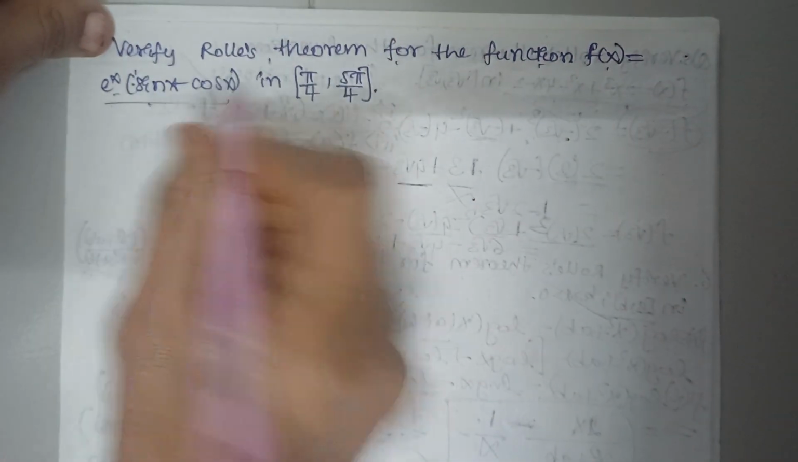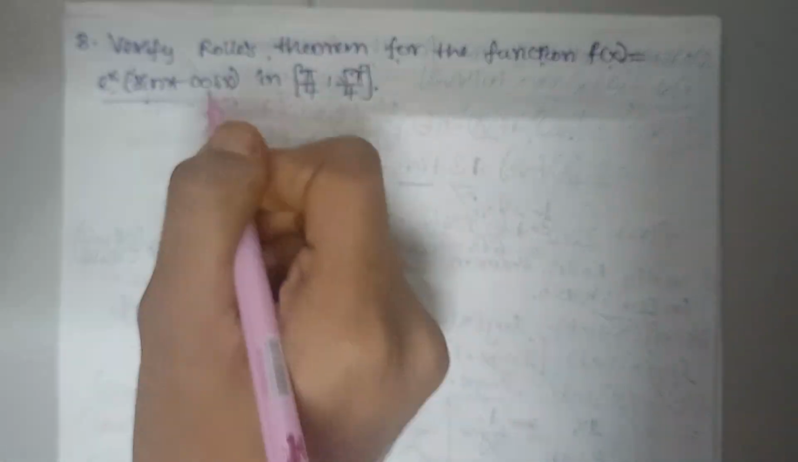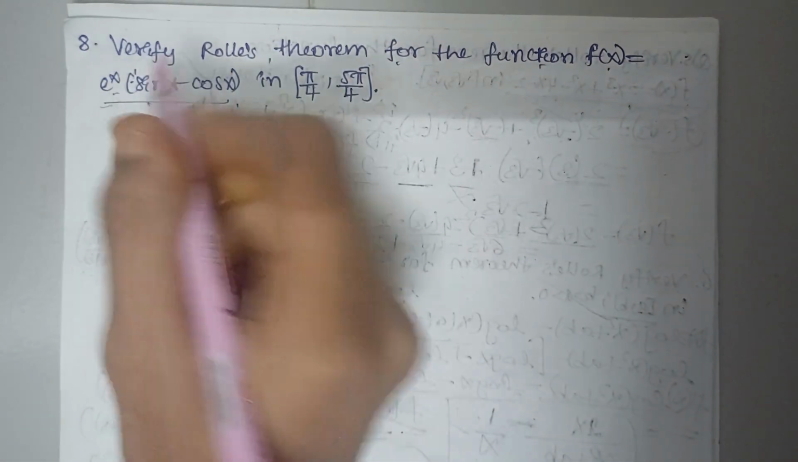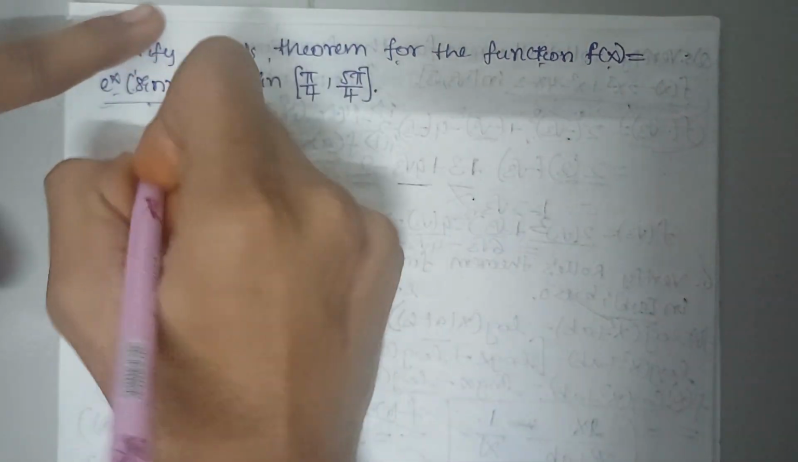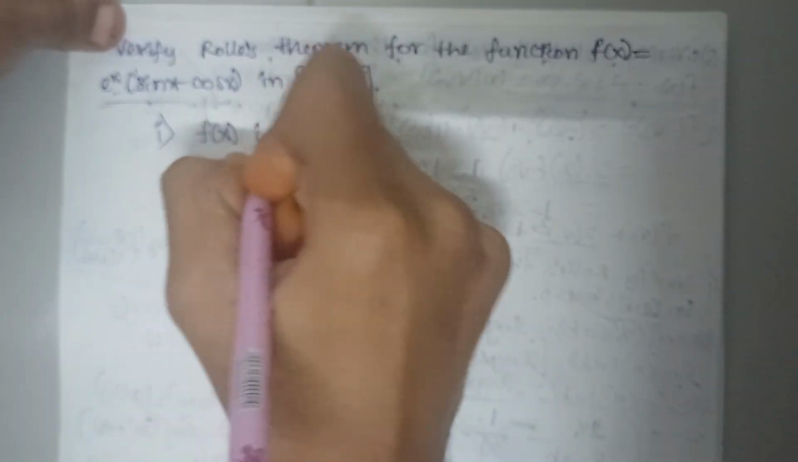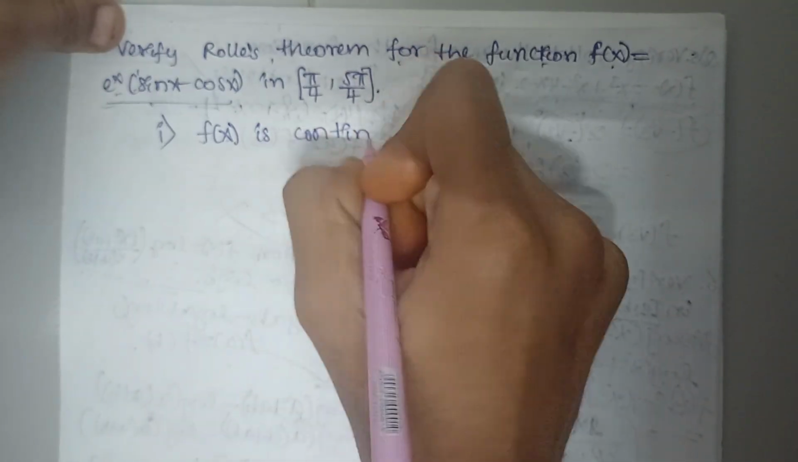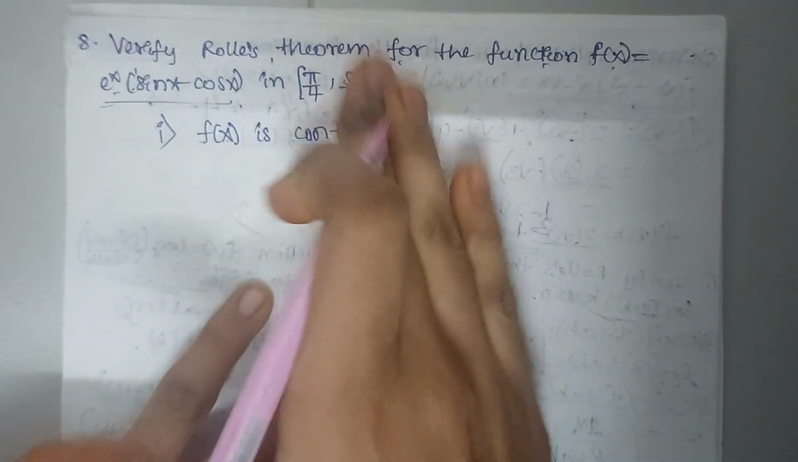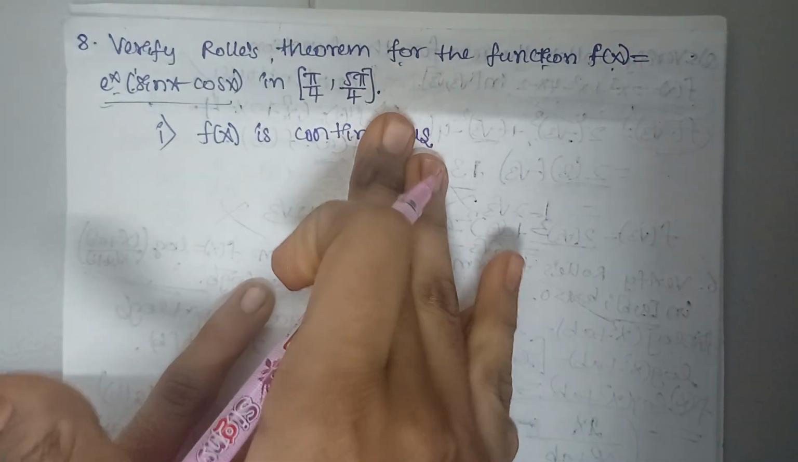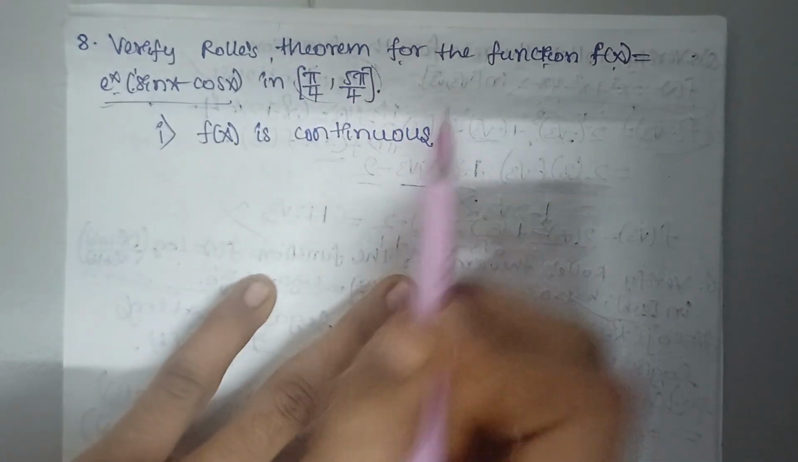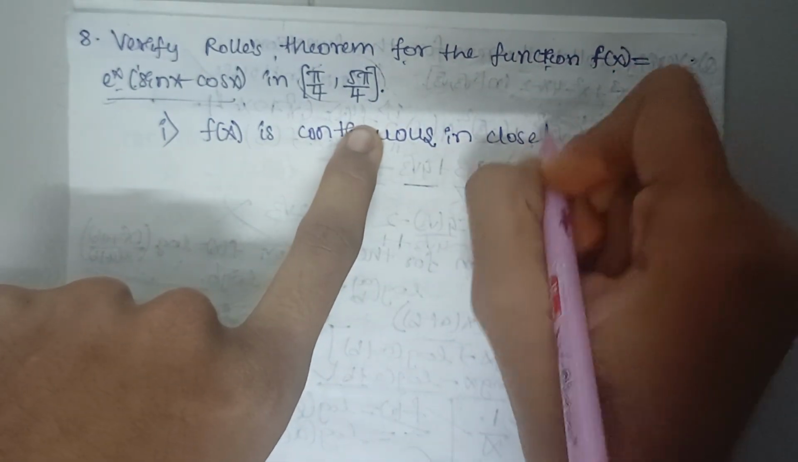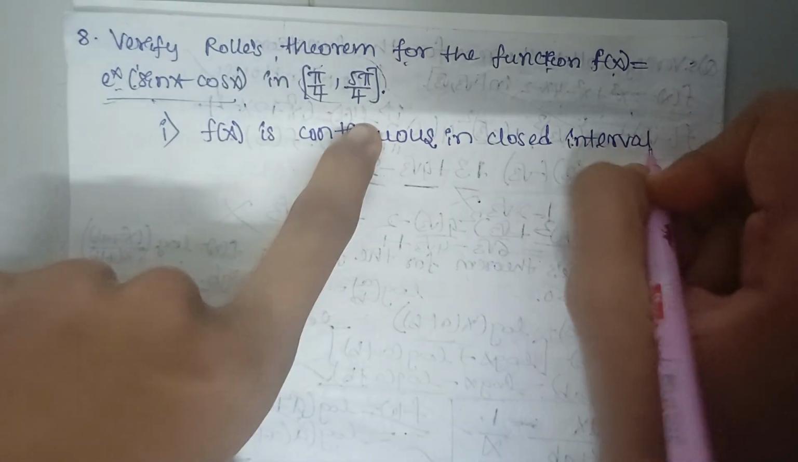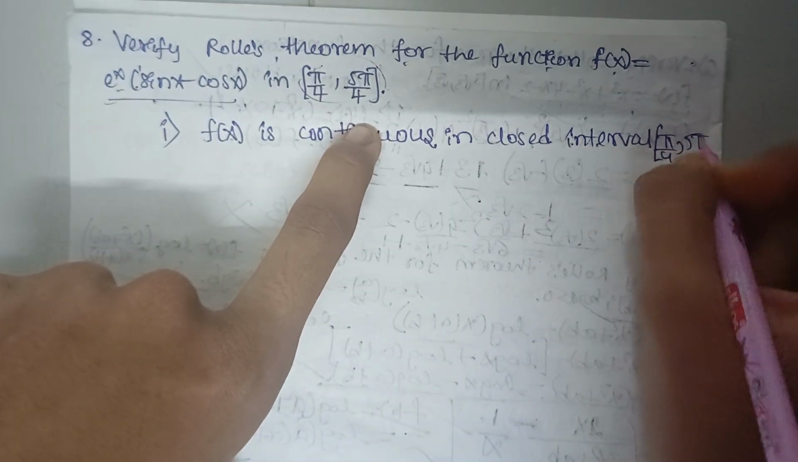Here we know that this is already a continuous function, because sin x is a continuous function, cos x is a continuous function, and e power x is also a continuous function. Since all these are continuous functions, the combination of this is also a continuous function. That means your first condition, that is f of x is continuous. So whenever we get a question to verify Rolle's theorem, our first step is to check whether it is continuous or not in the given interval. So f of x is continuous in the closed interval pi by 4 comma 5 pi by 4.